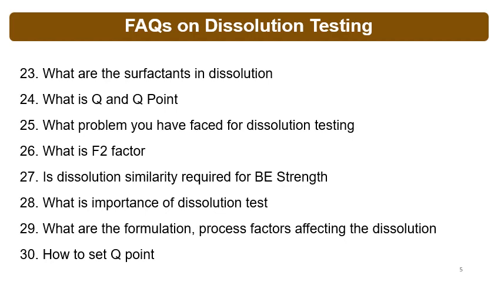Is dissolution similarity required for the B strength? Generally this question is asked in interviews: if you are going for a pivotal biostudy or a pilot biostudy and you don't have an F2 matching profile, then will you proceed for biostudies or not? It depends directly on the formulation. Sometimes F2 can be achieved, sometimes it cannot be achieved. And generally, whenever biostudies are performed, similarity for dissolution is not mandatory.